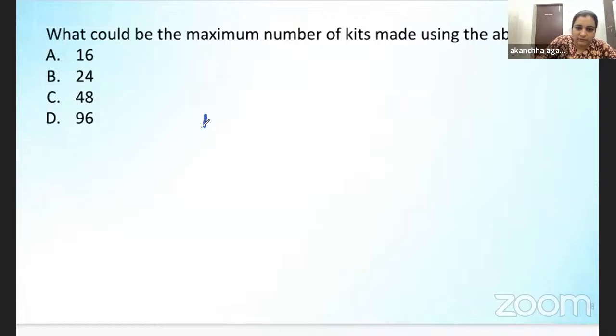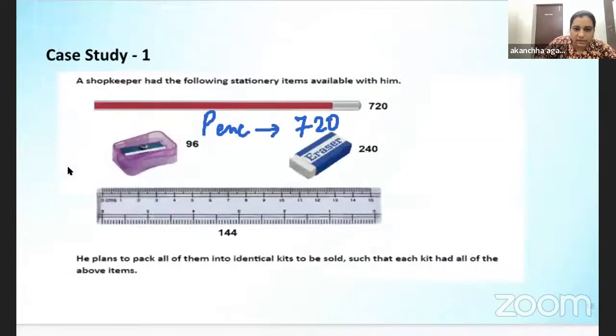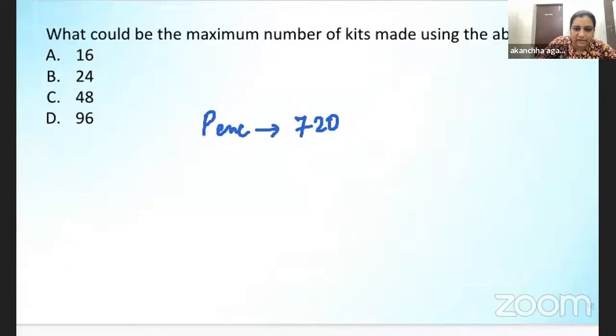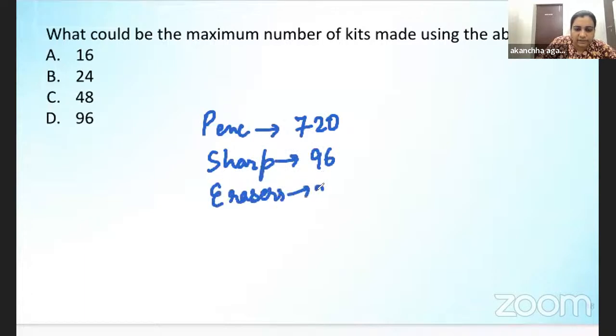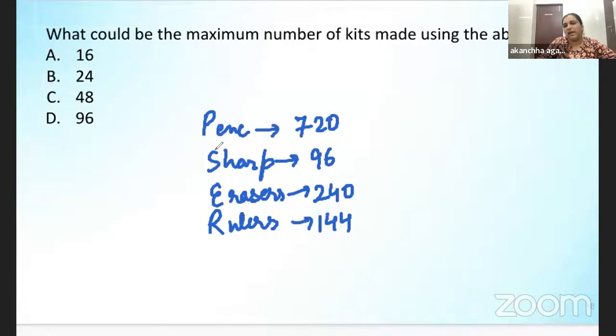So I'll just put in for you that the number of pencils were 720. Then the number of sharpeners were 96. The erasers were 240. And finally, the rulers were 144. So you have to take into account this information and tell me what could be the maximum number of kits that can be formed.